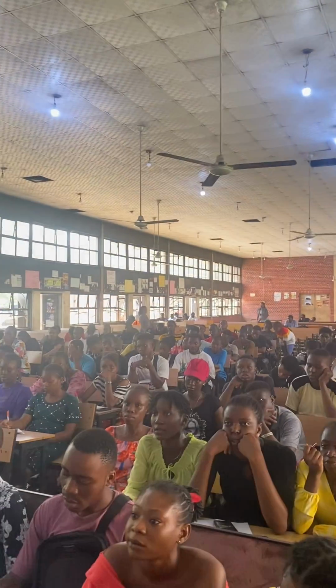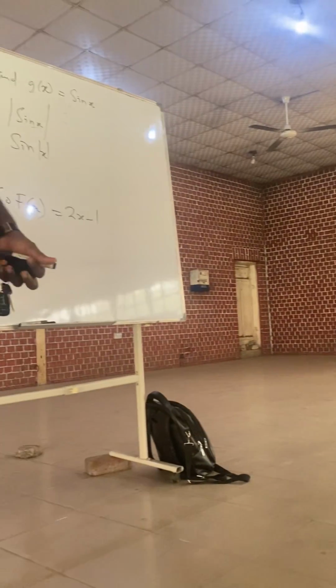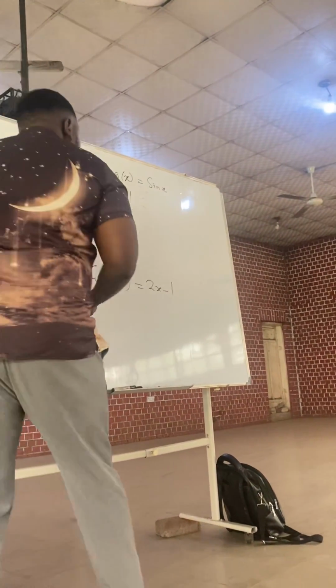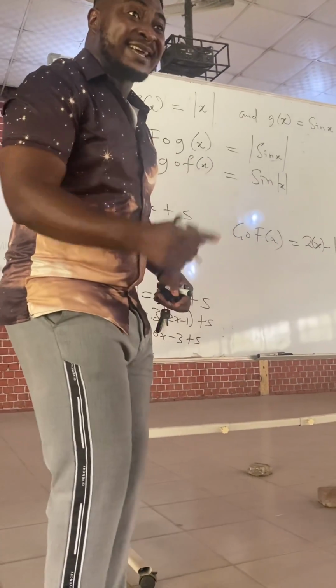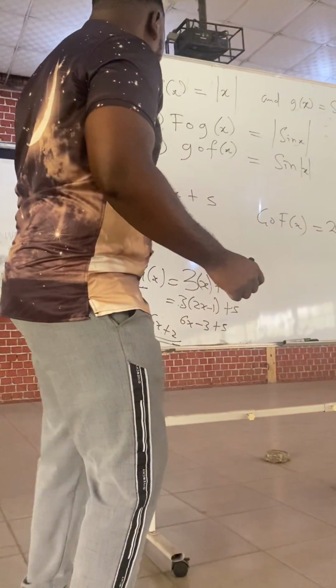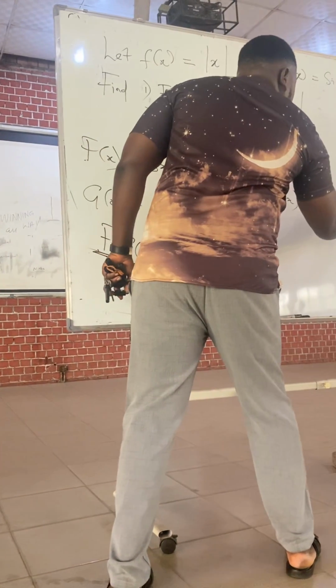Replace x with your secondary, or substitute for x with your secondary function. Class, so instead of x, someone will come and take x's place here. Who is taking x's place? The secondary. Who is the secondary function in this question? F. And who is f? 3x plus 5. So instead of x, what is going into the bracket?